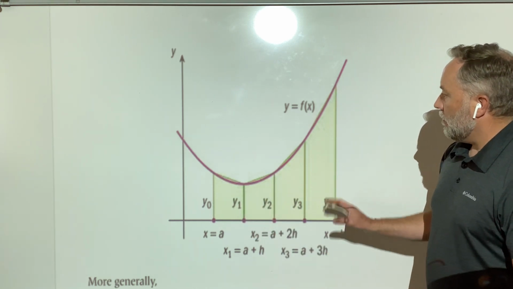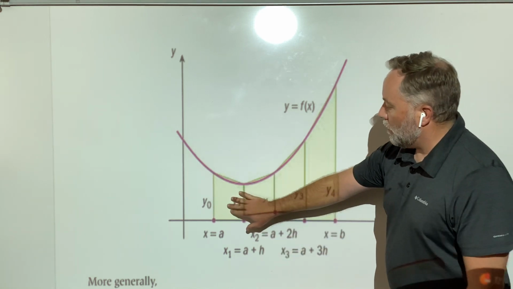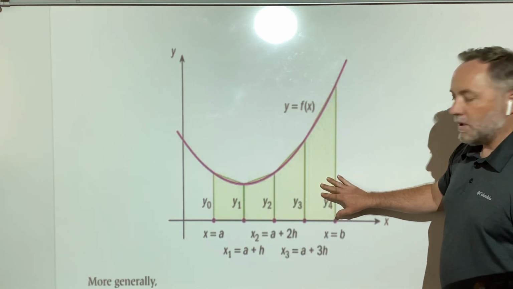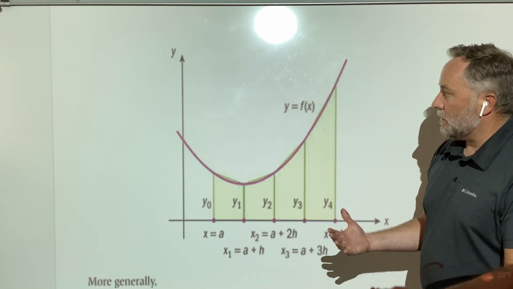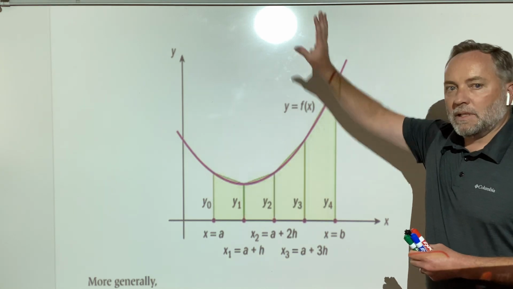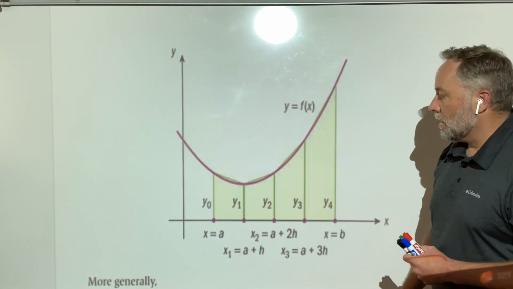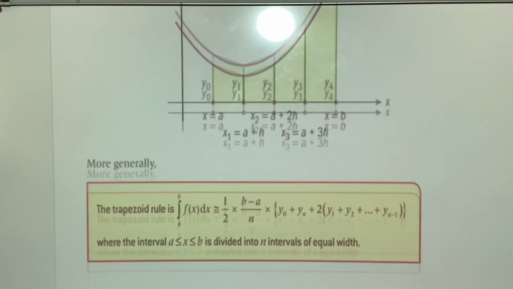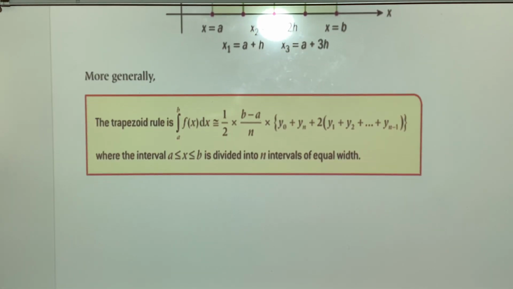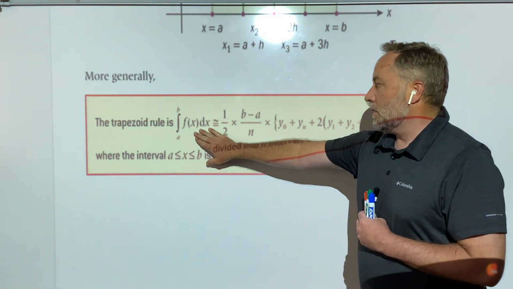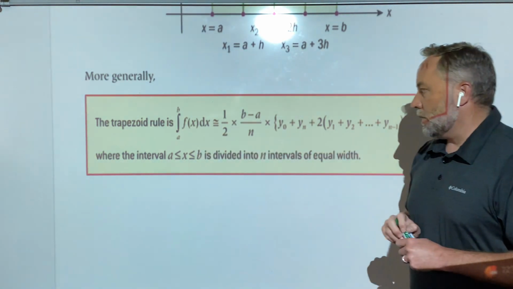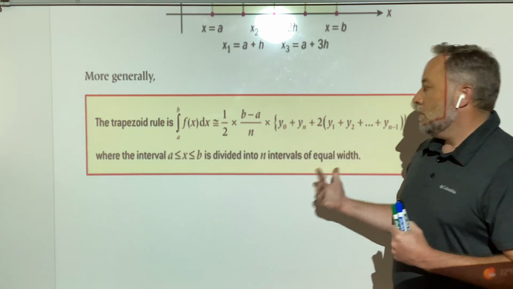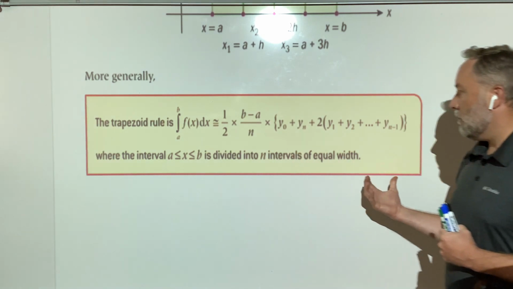All right? So in this one, we would be doing 1, 2, 3, 4 different trapezoids, and the more trapezoids you do, or the more rectangles that you do, the better the approximation becomes. Okay, so then this is the general formula for how you would approximate an integral, the area underneath the curve, using the trapezoidal rule. All right, so let's just notice a few things, and then we'll practice it.